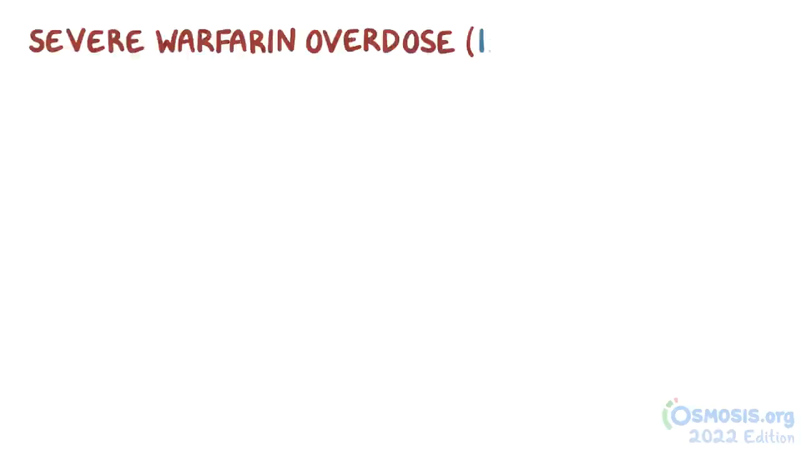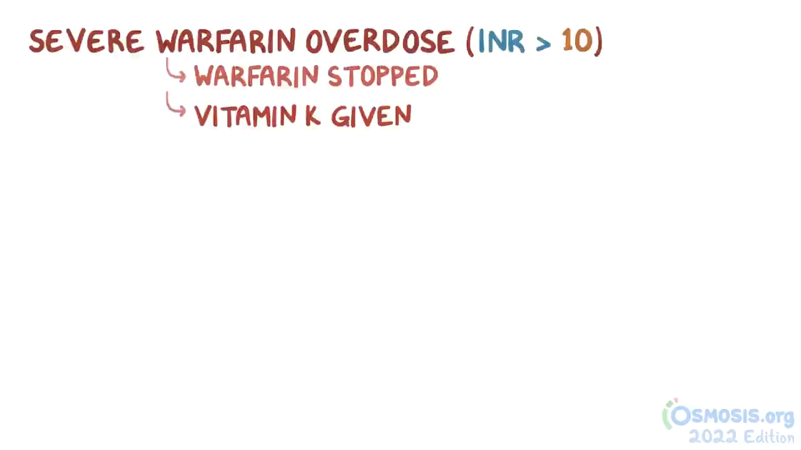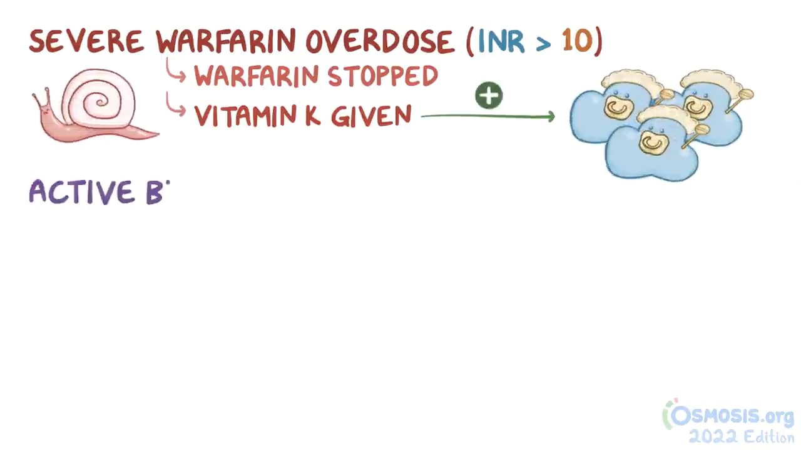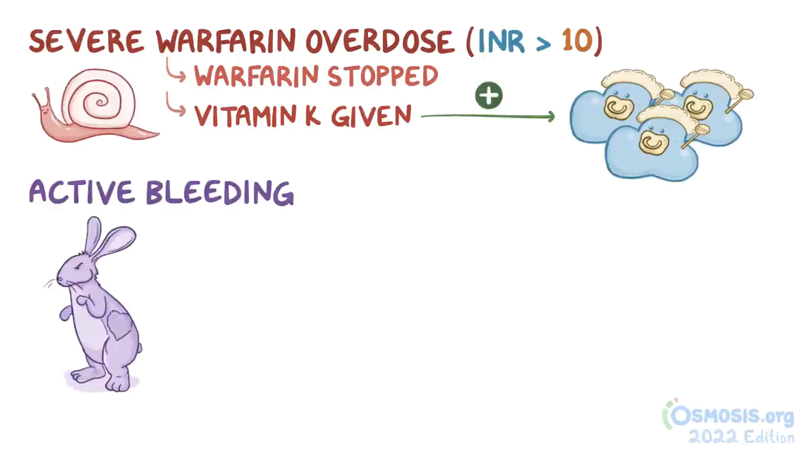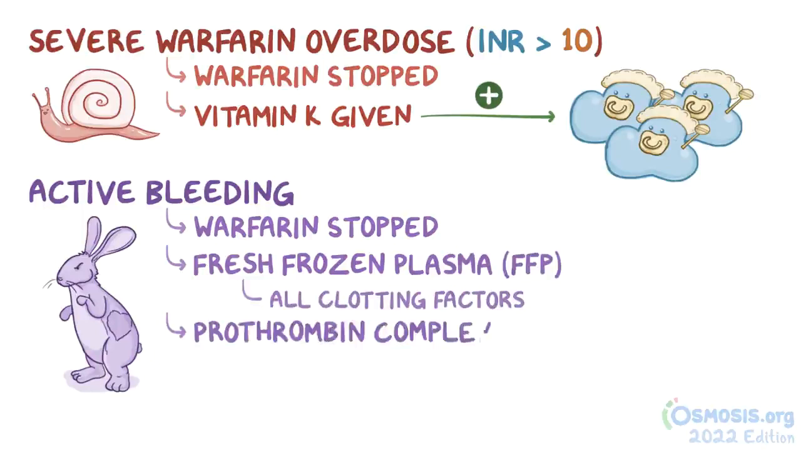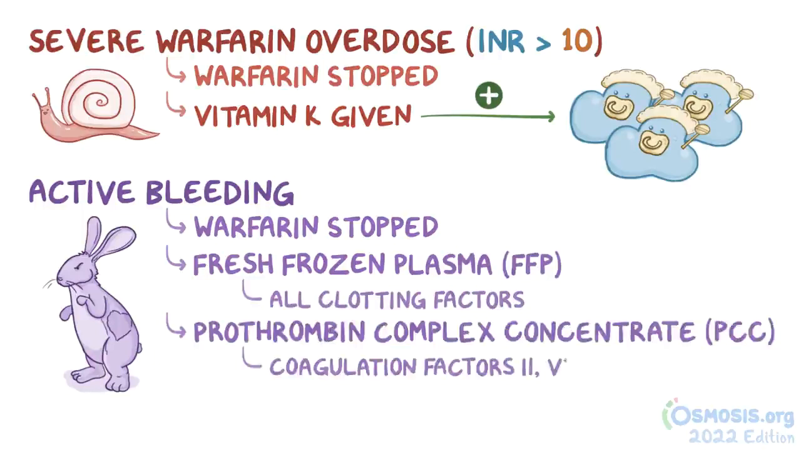If a person suffers a severe warfarin overdose, meaning they have an INR higher than 10, warfarin should be stopped and replaced with vitamin K. Vitamin K promotes the synthesis of new clotting factors, and therefore reversal of warfarin is slow. Now, if there's active bleeding, rapid reversal of warfarin is needed, so warfarin should be stopped, and the patient should be given fresh frozen plasma, or FFP, since it contains all clotting factors, or prothrombin complex concentrate, also known as PCC, which contains the coagulation factors 2, 7, 9, and 10, along with proteins C and S.